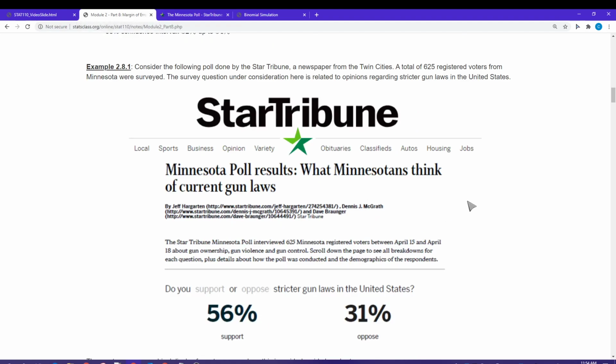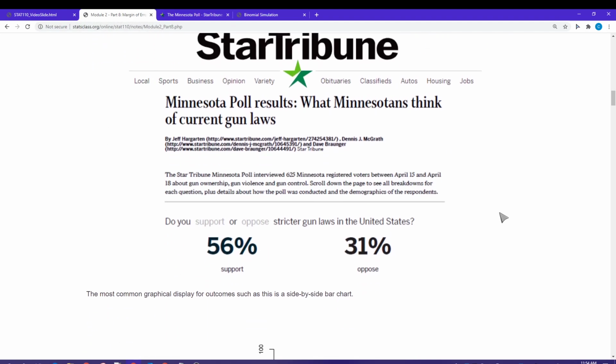So the poll that we're going to look at here has to do with the question of, do you support or oppose stricter gun laws in the United States? Information about the poll is provided above in that paragraph. 625 Minnesota registered voters were asked this question about gun ownership, gun violence, and also gun control.